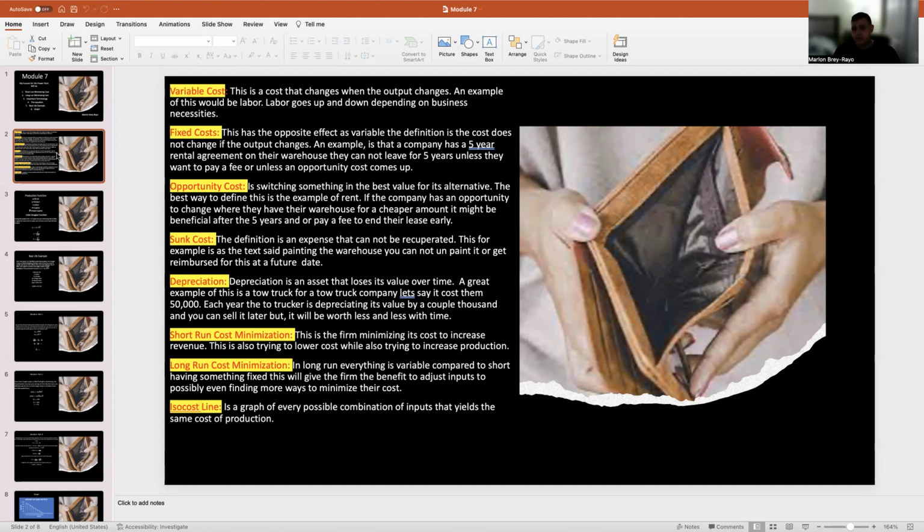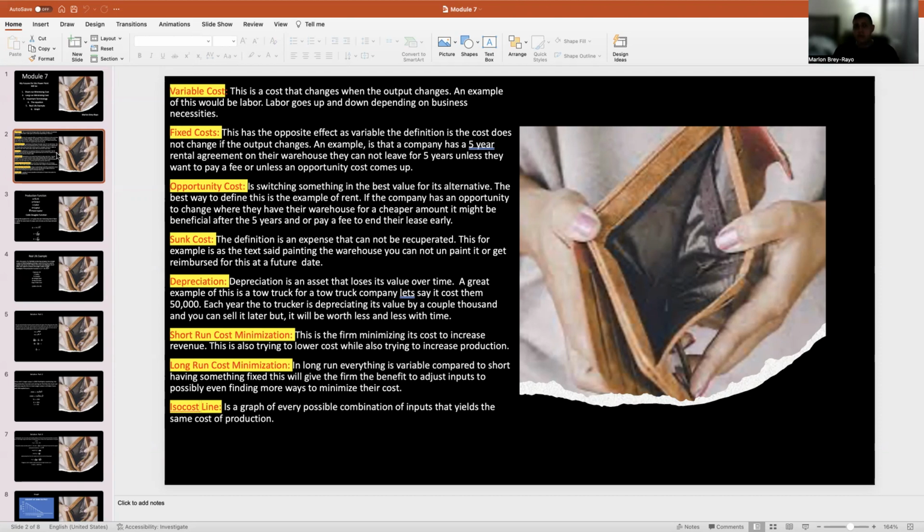Now opportunity cost means, hey, that's where fixed costs could kind of move around. Let's say you have a lease for 5 years at, let's say, $2,000 a month, and somebody offers you, hey, I'll give you a month-to-month lease at $1,000 a month. You take that as an opportunity cost, switching from your fixed cost for an opportunity cost. You could do that as well.